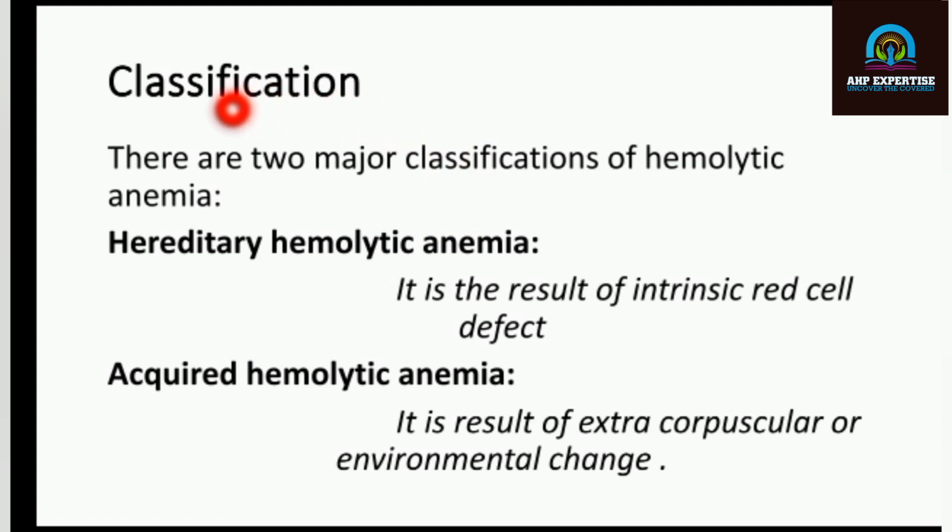Then comes its classification. The two major types of hemolytic anemia are hereditary hemolytic anemia and acquired hemolytic anemia. In hereditary hemolytic anemia, there is some intrinsic red cell defect, meaning there is a defect in our genes or chromosomes, or a mutation in chromosomes, right? That will result in the red cell defect. As a result of this defect, when the red cells pass through the spleen, there will be hemolysis of red blood cells in the spleen, right?